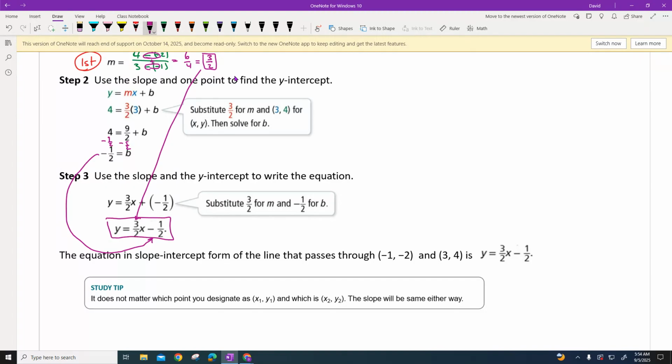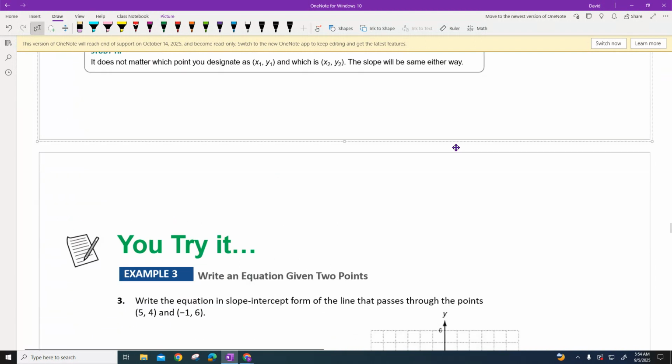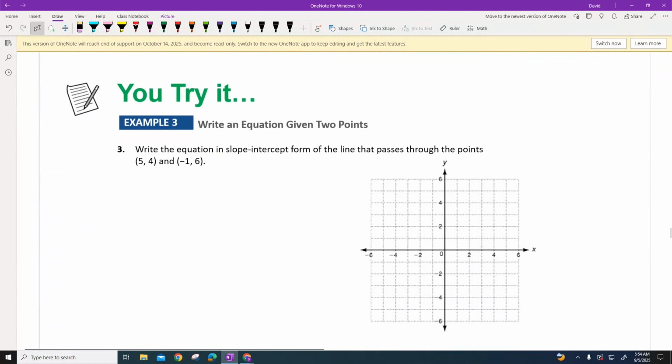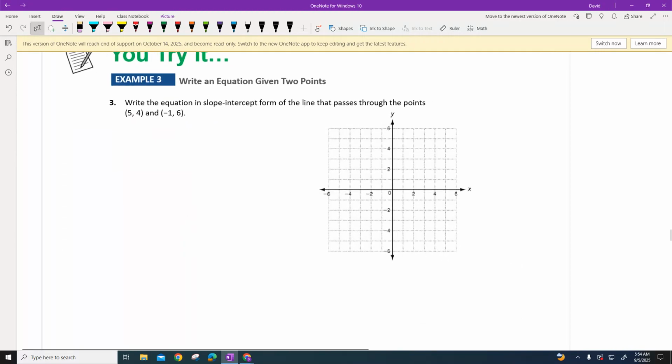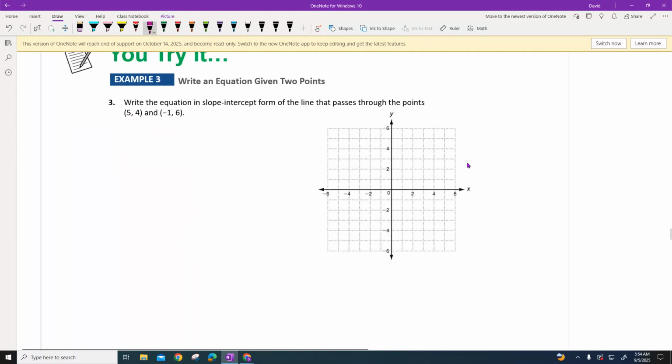Alright, that's a whole lot of steps there. Well, 2 steps really, but a lot of math. Alright, you give it a try. Again, the first step is always find the slope. Go find the slope of that guy real quick. Pause your video, and let's see how you do on writing your first equation from junior high, refreshing your memory.